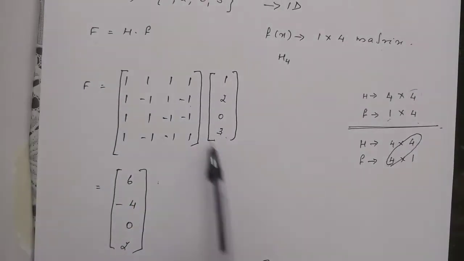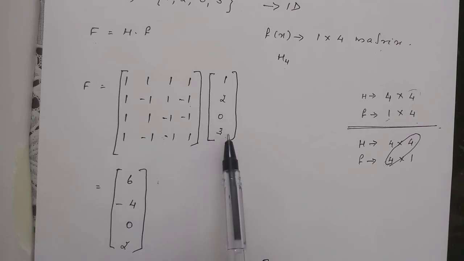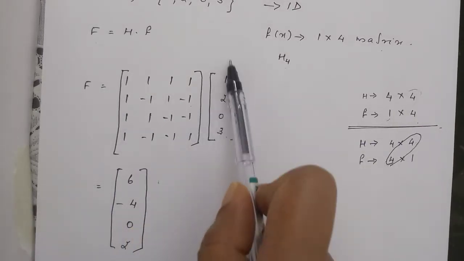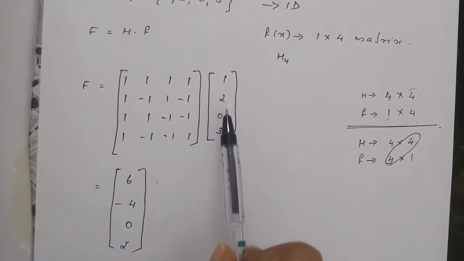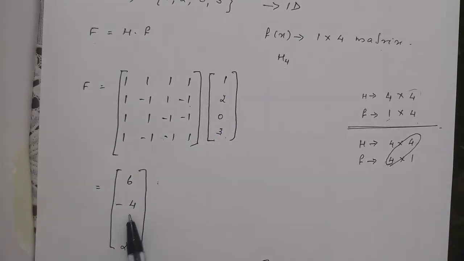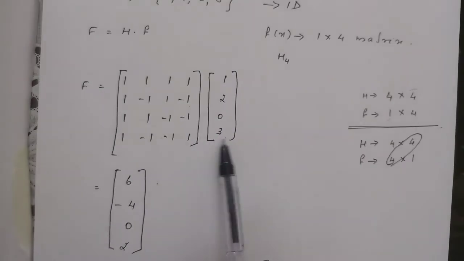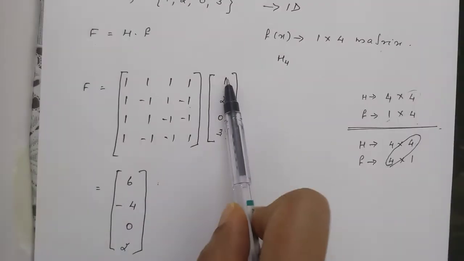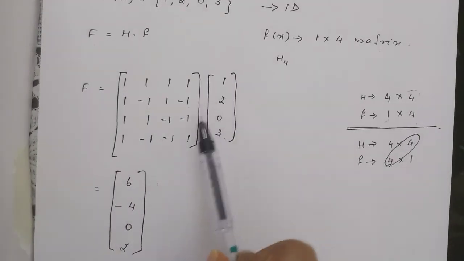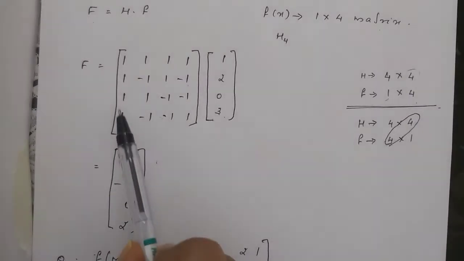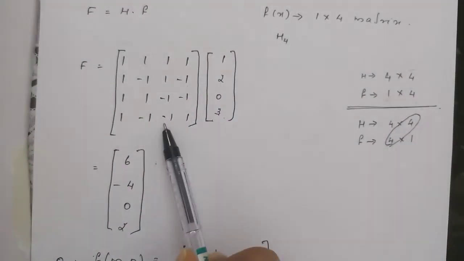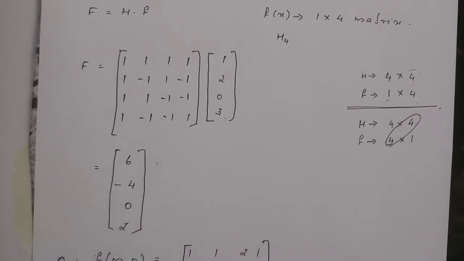When we multiply, 1 plus 2 plus 0 plus 3 equals 6. Multiplying the second row with this column, 1 minus 2 plus 0 minus 3 gives minus 4. Multiplying the third row with this column, 1 plus 2 minus 0 minus 3, we get 0. And again 1 minus 2 plus 3, we get 2.